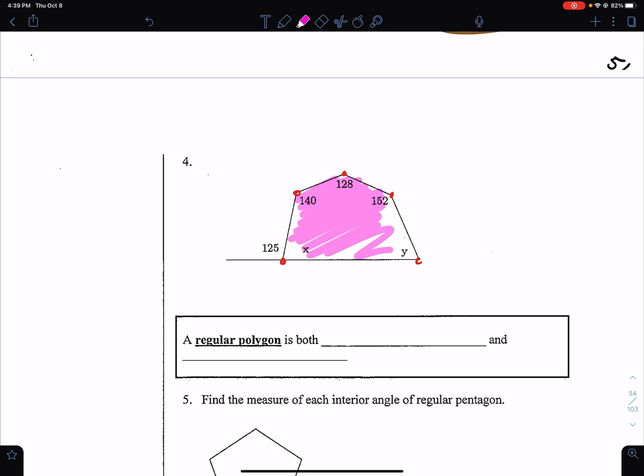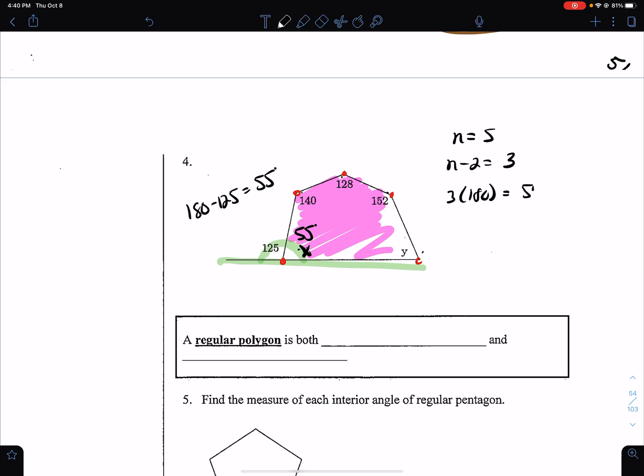Now we'll notice there's 2 missing variables here. So I think we should get rid of x first, right? Do we notice that 125 and that x form that flat line? We know flat lines add up to 180. So if there was already 125 degrees spoken for, that flat little line would have 55 degrees left. So instead of x, we know that's 55 degrees. But then if we have a 5-sided figure, the number of triangles we could make would be 3. So each triangle has 180 degrees, and 3 times 180, of course, is where we get 540. So then all the angles on the inside, the 55, the 140, the 128, the 152, and that y that we don't know should all add up to 540. So by subtraction, I believe we get y is equal to 65.